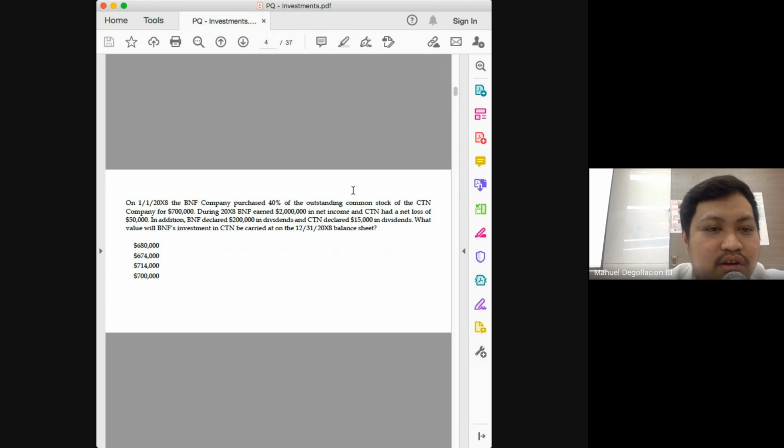This is just another variation of the first problem we discussed. BNF earned 2 million. Who is BNF? Investor or investee? Investor. And what are we trying to solve? The balance of the investment in associate account. So is the income of the investor relevant for the investment in associate account? No, so we will ignore the 2 million. Whose income is relevant? The income of the investee. And who is the investee? CTN.